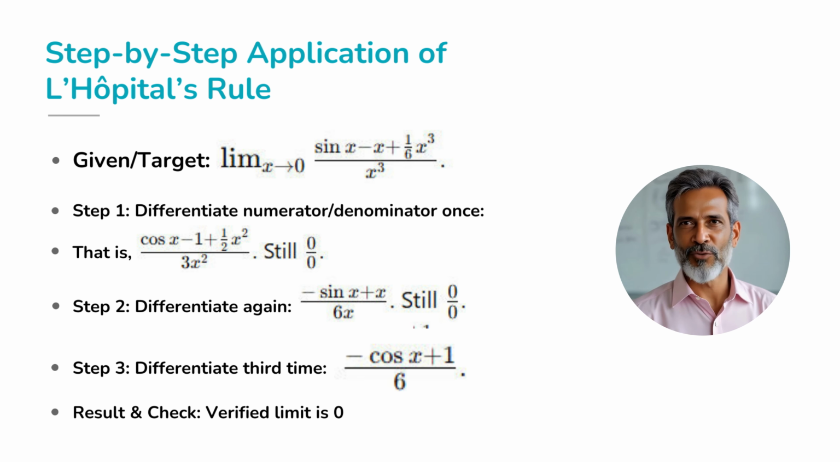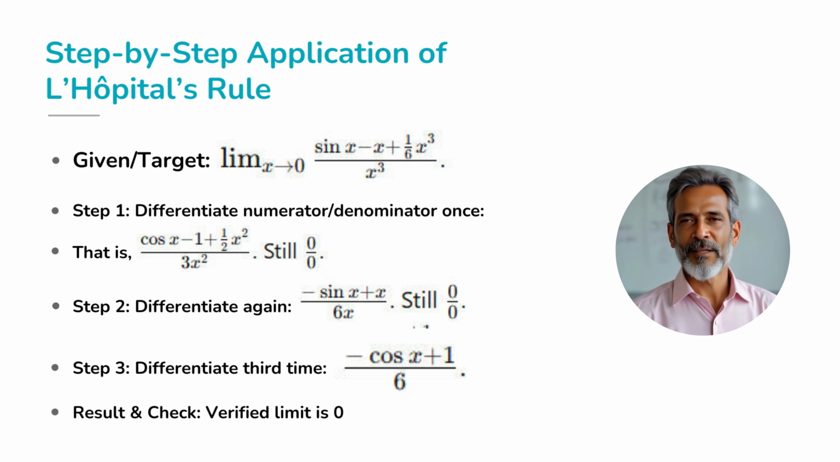Now let's carefully work through a full step-by-step example. We want limit as x tends to 0 of (sine x minus x plus 1 over 6x cubed) divided by x cubed. Given, numerator and denominator both vanish, so this is the 0 by 0 form. Step 1. Differentiate numerator and denominator once. That gives cosine x minus 1 plus half x squared divided by 3x squared, still 0 by 0. Step 2. Differentiate again. Numerator becomes negative sine x plus x, denominator 6x, still 0 by 0.